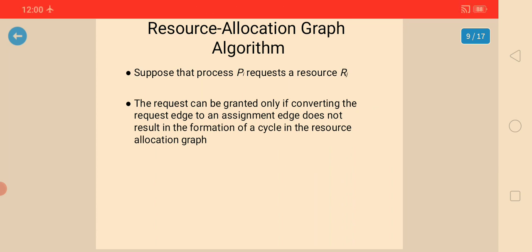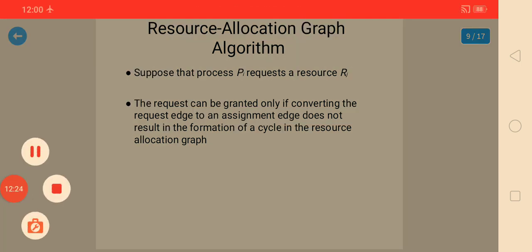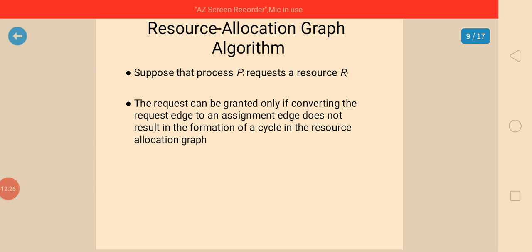Next, the resource allocation graph algorithm. Suppose that process Pi requests a resource Rj. The request can be granted only if converting the request edge to an assignment edge does not result in the formation of a cycle in the resource allocation graph.